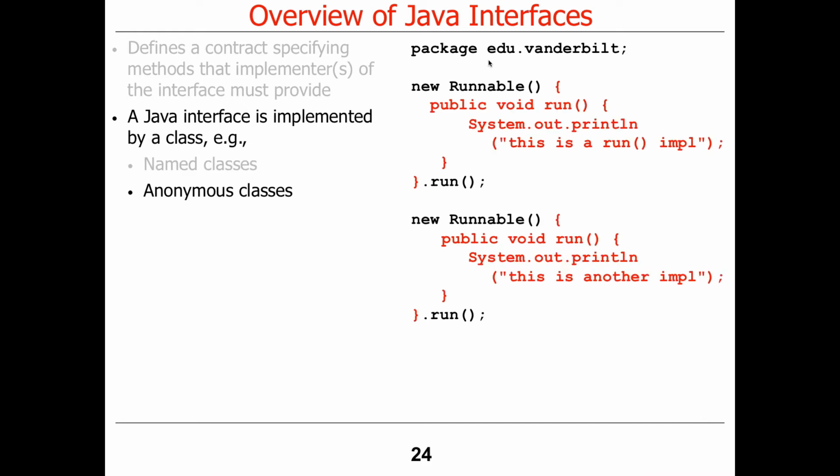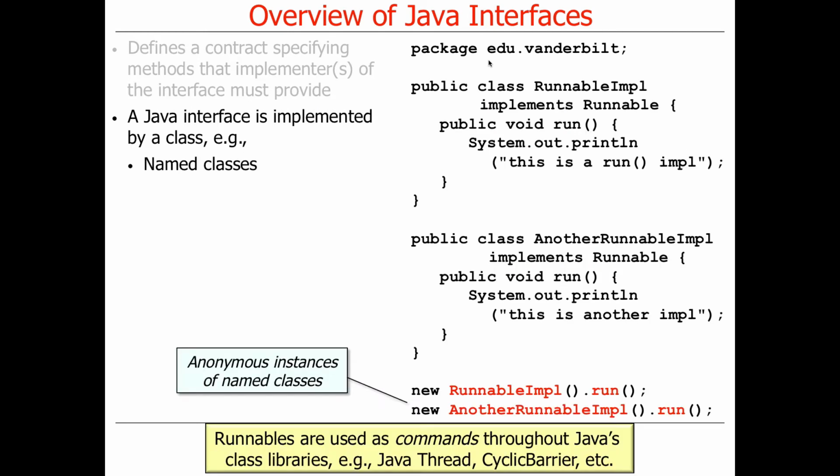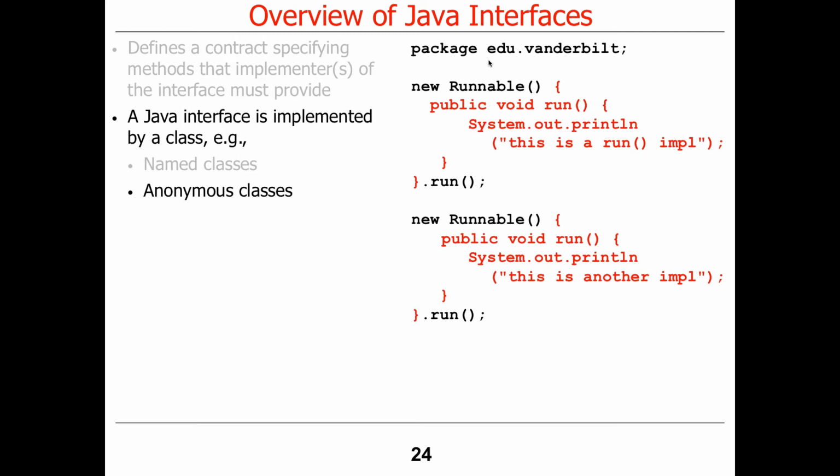Here's another way of making these implementations. These are what are called anonymous classes. So in this particular case, we're saying new runnable, and then we're defining the run method sort of in line. There is no class. Over here, there was a class called runnable impl that implements runnable. Here, we're just saying new runnable, and we're defining a run method. And then we're calling run. Now, we don't have to do that. We could assign it to a variable and call it later. And we'll see an example of that in a second. But this is an anonymous version.